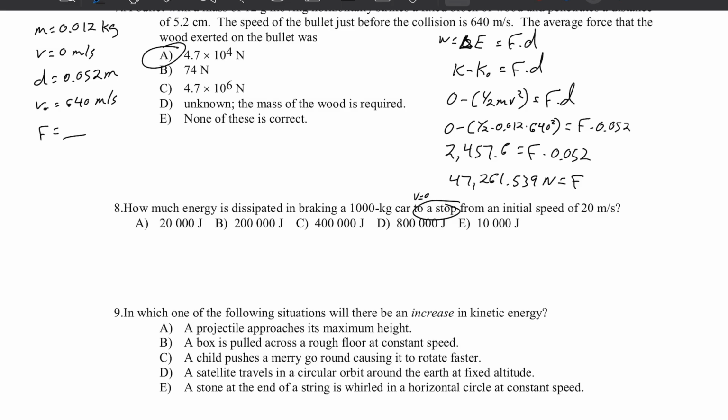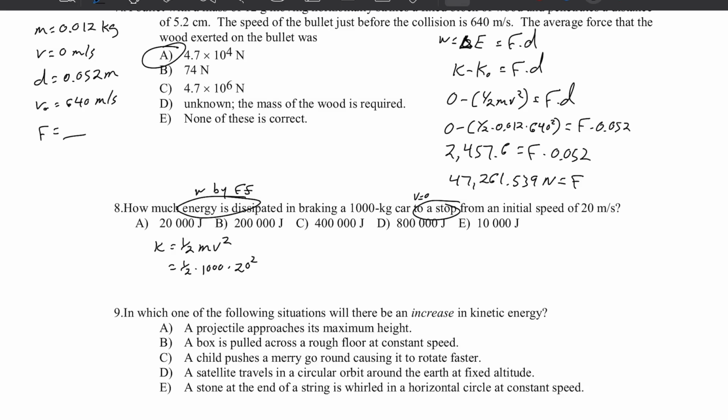How much energy is dissipated in braking a 1,000-kilogram car to a stop from initial speed of 20 meters per second? Here our final kinetic energy is 0 because the velocity is 0. And then how much energy is dissipated? This is work done by the force of friction. Friction is what's going to slow down a car to a stop. So what we're going to do is find out how much energy is dissipated. Well, how much energy do you have? If you've got some kinetic energy and you come to a stop and you have 0, well, that's how much energy was dissipated.